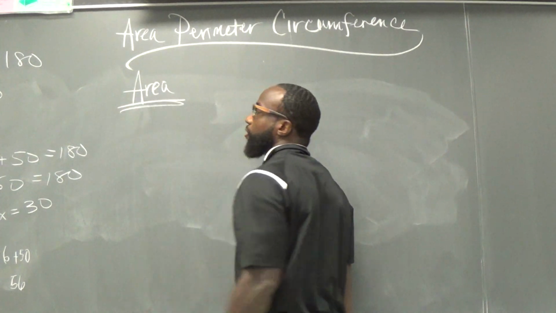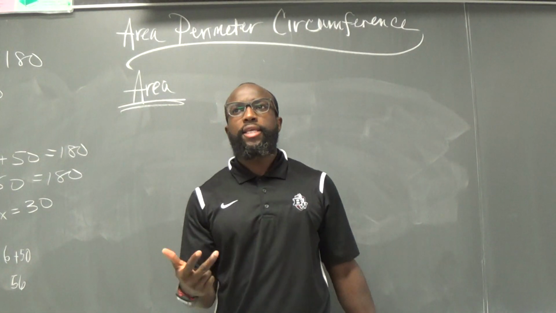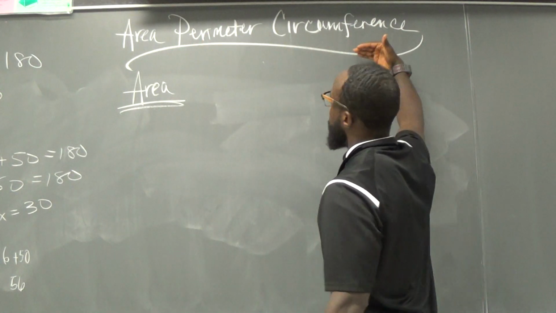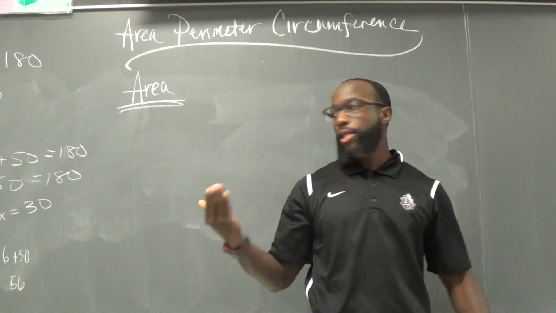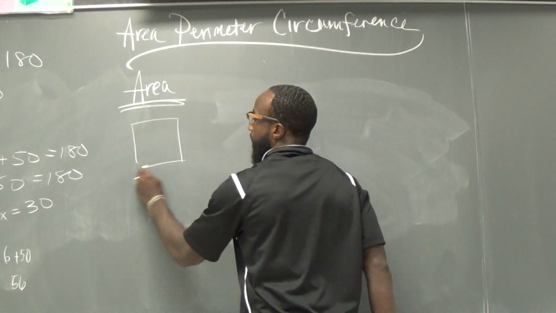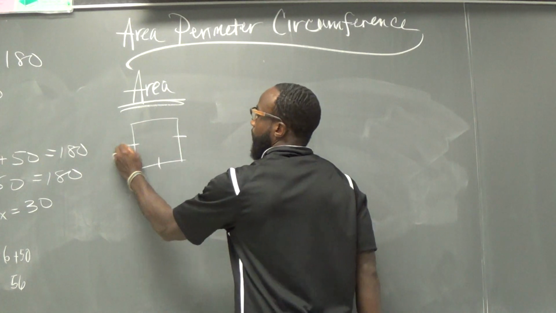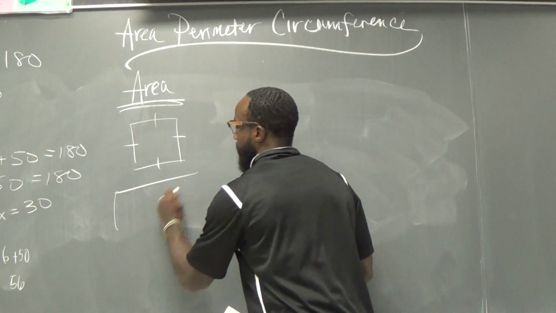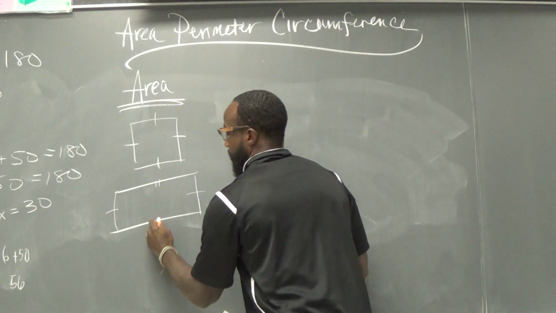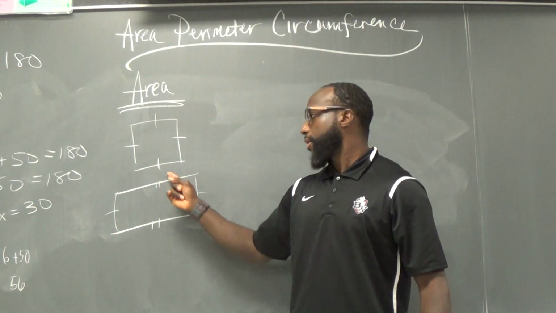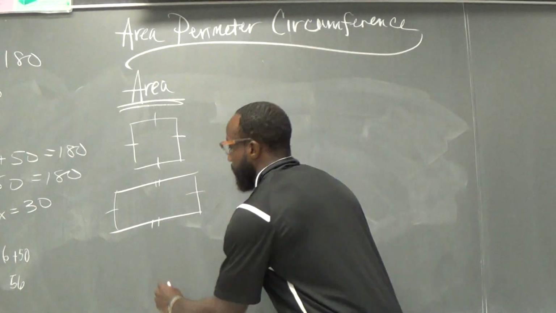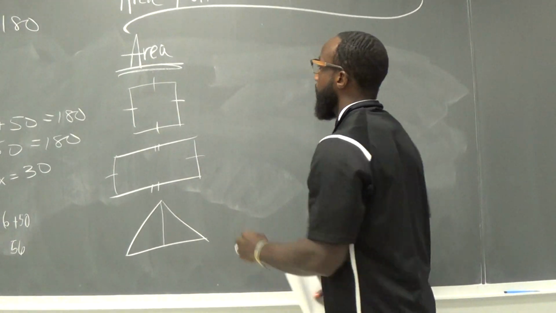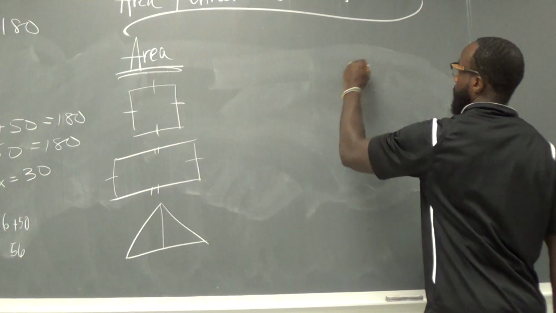Area. We're going to focus on four different shapes. These all deal with shapes, something that is enclosed. So, we're going to look at a square. We know it's a square because all the sides are congruent. We're going to look at a rectangle. These two sides are congruent and those two sides are congruent. We're going to look at a triangle, and a circle.